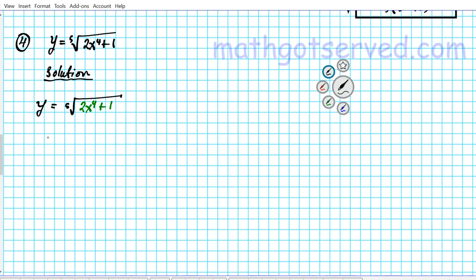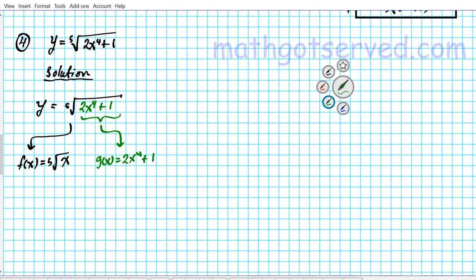Okay. All right, let's decompose this. So our outer function f is the 5th root of x, this radical function right here. And our inner function g is our quartic binomial, 2x to the 4th plus 1.